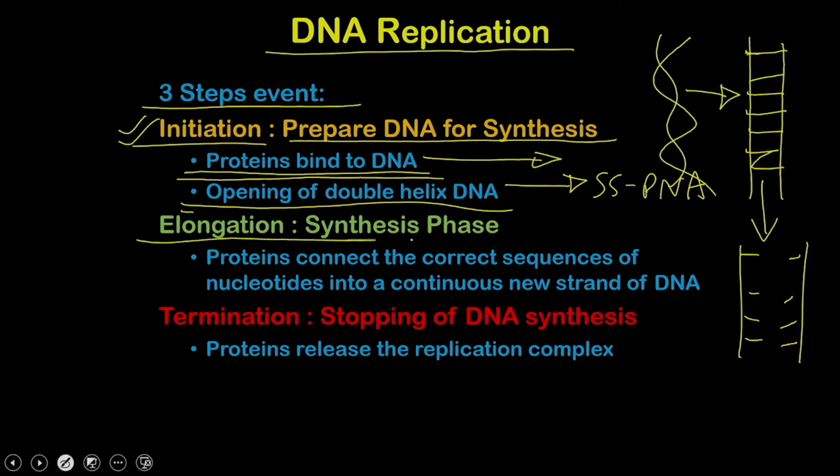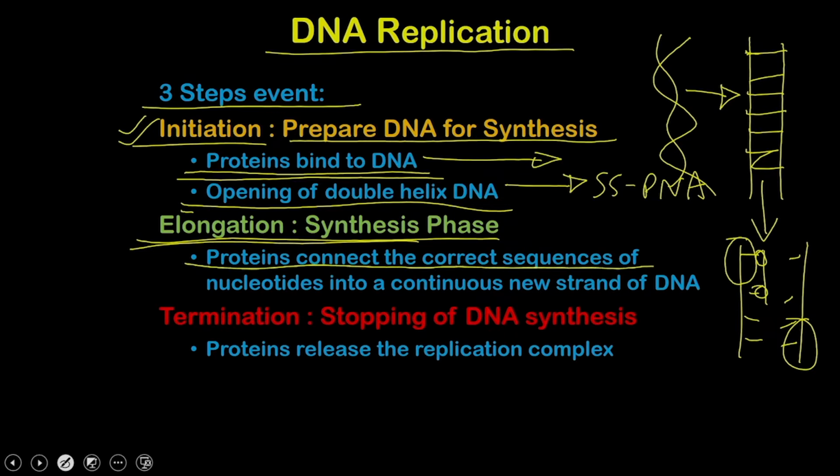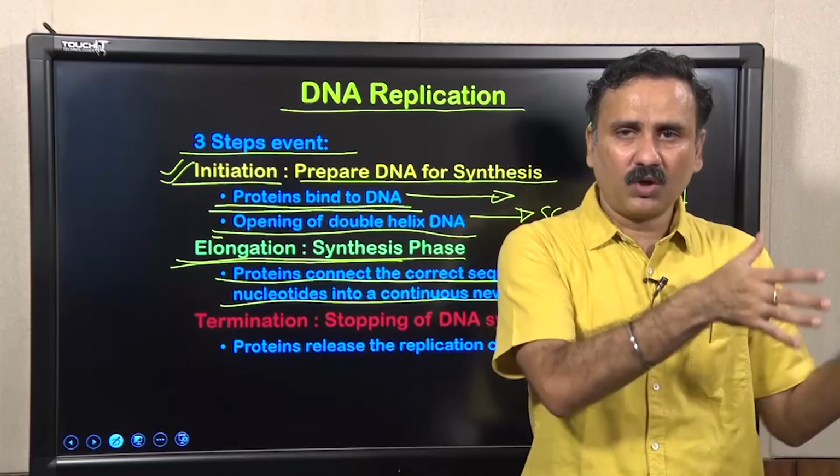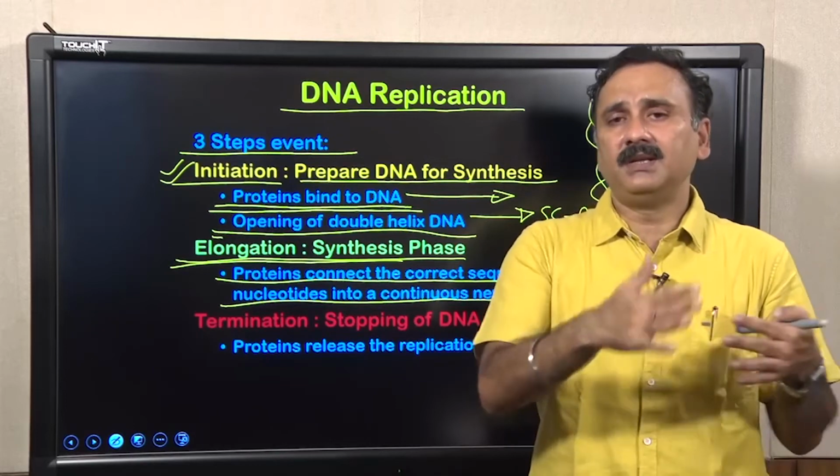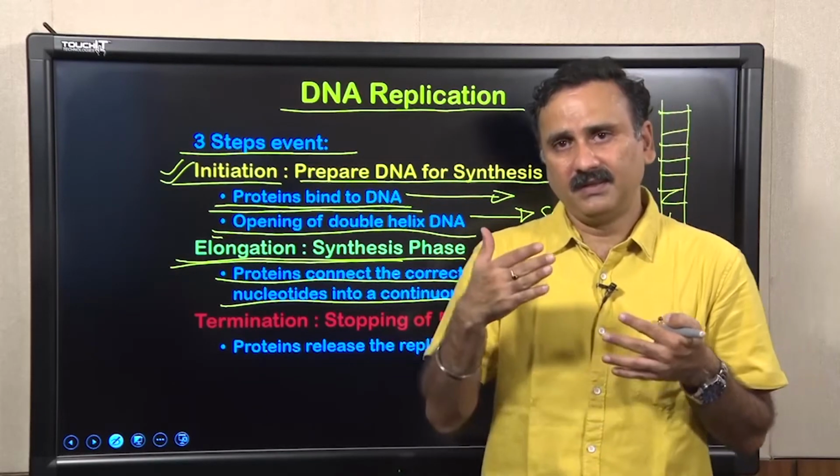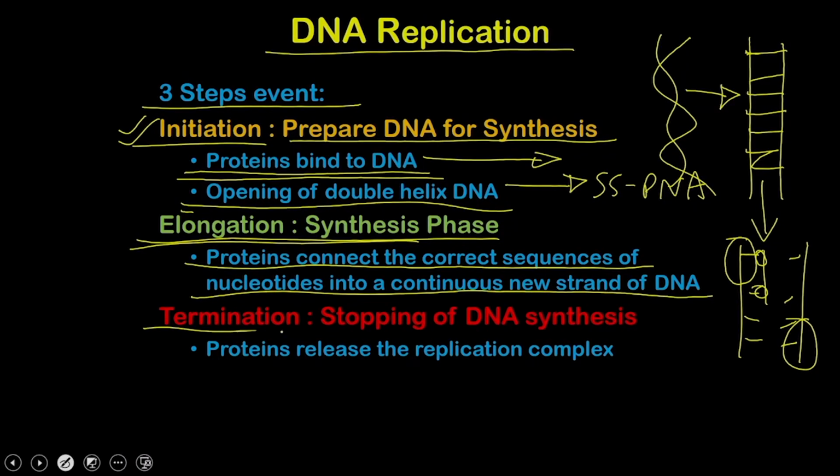Then you have the elongation step. In the elongation step the DNA machinery is going to sit onto each strand and start adding the nucleotides, and that is how it starts the synthesis of the second strands. In the elongation step the protein will connect the correct sequence of nucleotides into a continuous new strand of DNA, and once the DNA machinery reaches the end of the sequence, it is going to stop the synthesis. That is the third step, the termination, which stops the DNA synthesis.